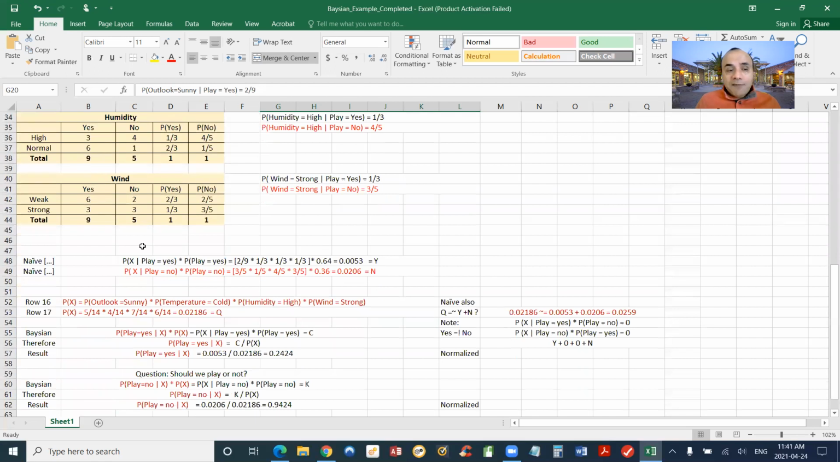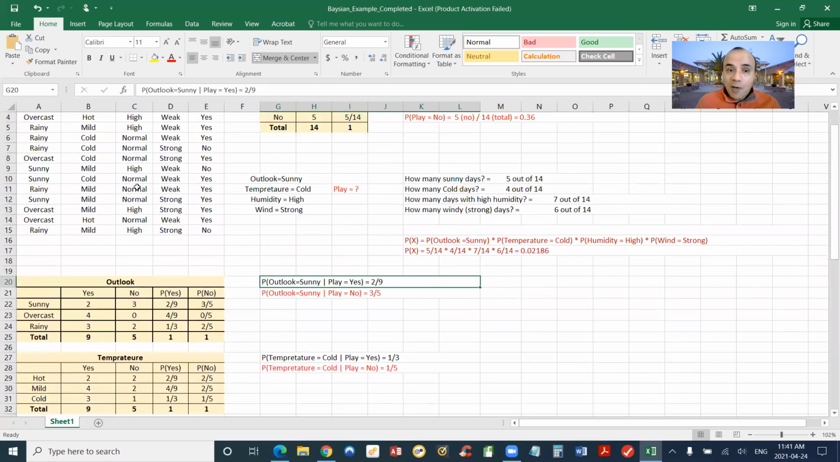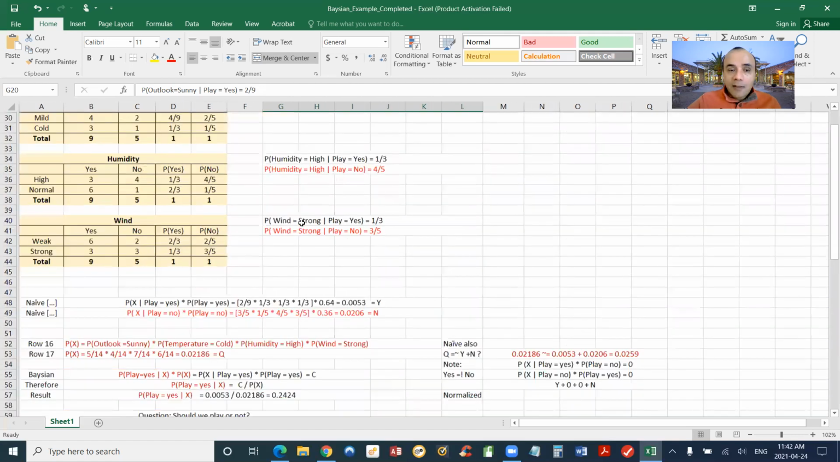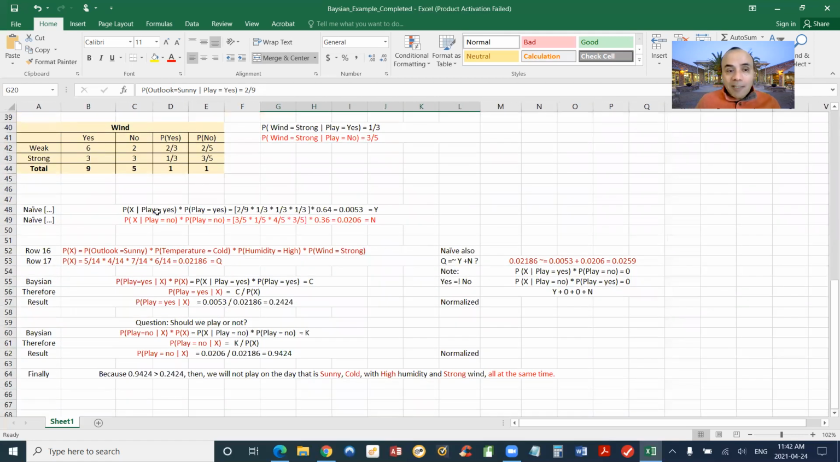So in the naive calculation, what do we do? What's the probability that I played and the X event happened? Now I'm talking about event X. I'm talking about all 4 of them happening at the same time. This is my event X. Sunny, cold, high, and strong. So let's take a look. What's the probability that if I played, what's the probability that X happened? And of course, times play yes. So that's what I'm going to calculate.